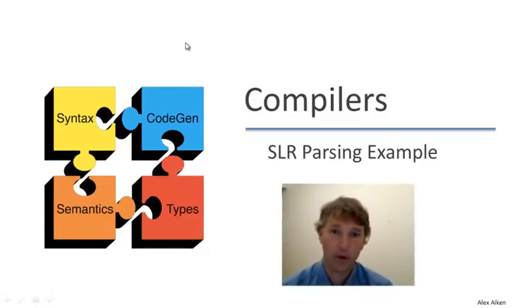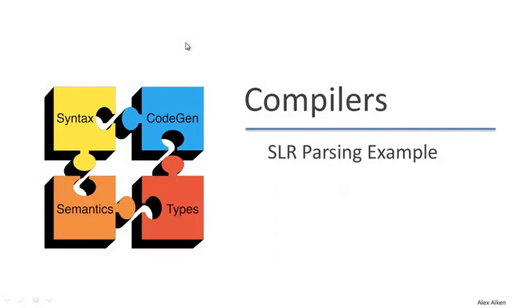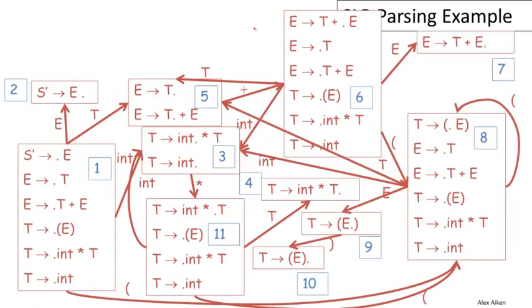Welcome back. In this video, we're going to do an extended example of SLR parsing. To review, here's the parsing automaton for the grammar that we've been looking at in the last couple of videos. And this is just the deterministic version of the non-deterministic automaton we built last time. And I've just gone through and numbered all of the states.